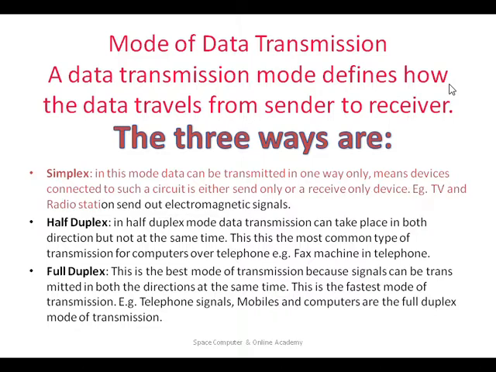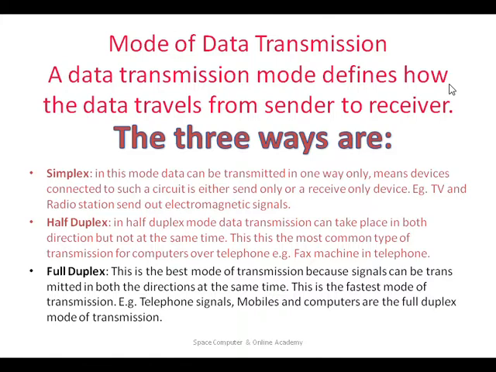For example, TV and radio stations send out electromagnetic signals in a simplex way. Likewise, there is half duplex. In half duplex mode, data transmission can take place in both directions, but not at the same time. This is the most common type of transmission for computers over telephone, as in a fax machine on a telephone.